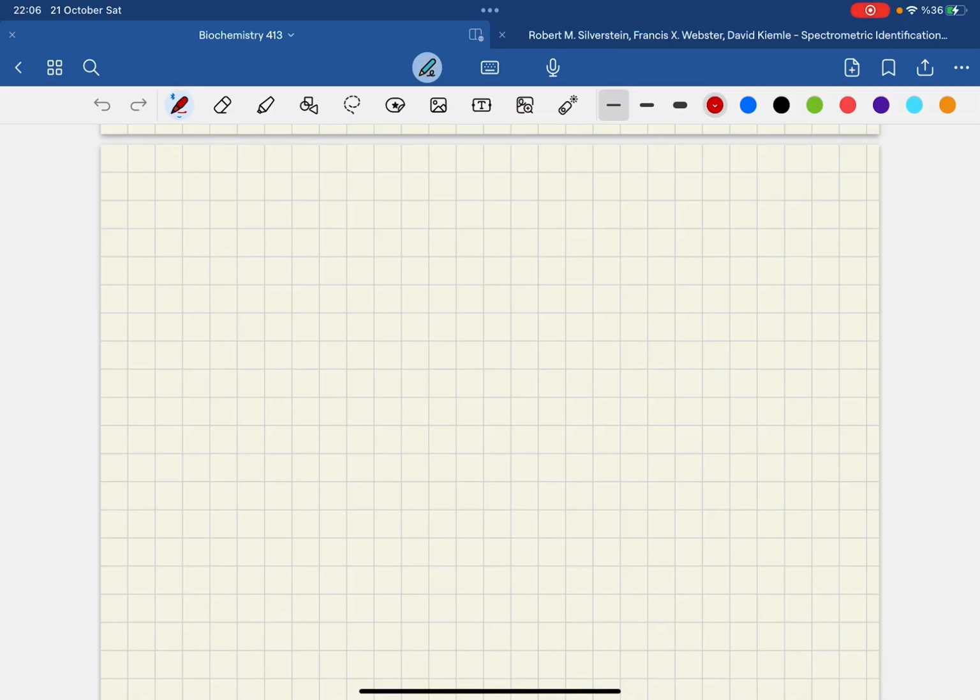Firstly, we have amino acids with electrically charged side chains. Let me write it. Amino acids with electrically charged side chains. Okay. Now, before I write you these ones, I want to show you something else.